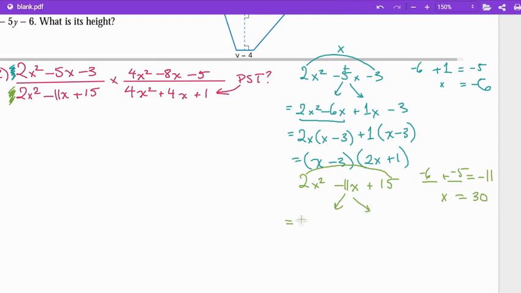Okay, so let's decompose the middle term. Negative 6x, negative 5x plus 15. And so if you're not sure if you decomposed correctly, check. If I add up these two values, negative 6x and negative 5x, do they equate to negative 11x? They should, right? Because we've just broken them down.